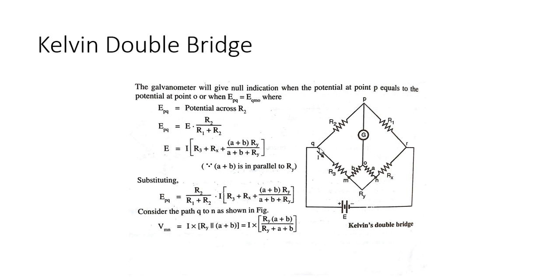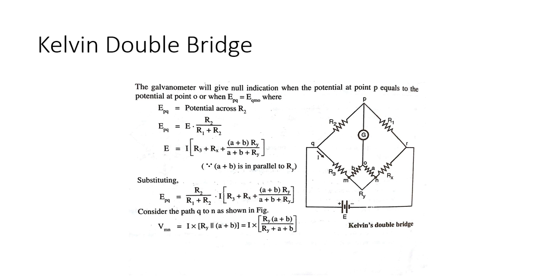in Wheatstone's bridge like this. So by this definition, EPQ must be equal to EQMO, meaning this Q, M and O. Now what is EPQ? If you see this EPQ, it is given by E into R2 divided by R1 plus R2. Okay, I think you have seen the lecture that we have covered in transducers and sensors.